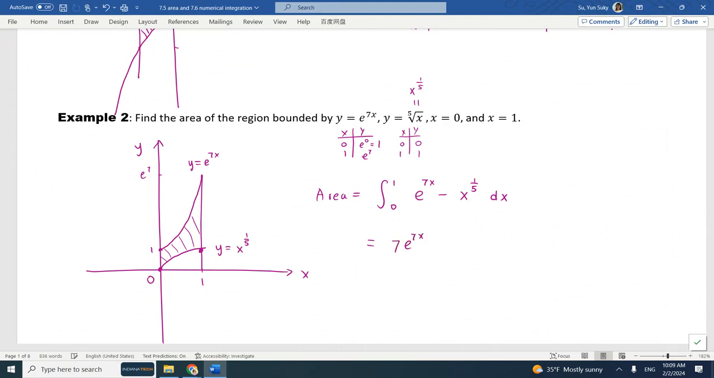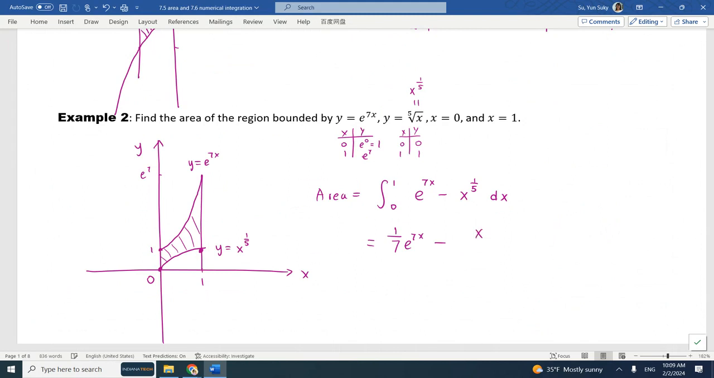e to the 7x, or in the denominator. Yeah? When we take the derivative, we multiply by 7. When we take the antiderivative, we divide it by 7. Is that okay, everybody?